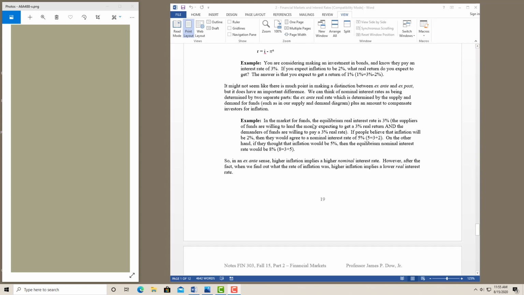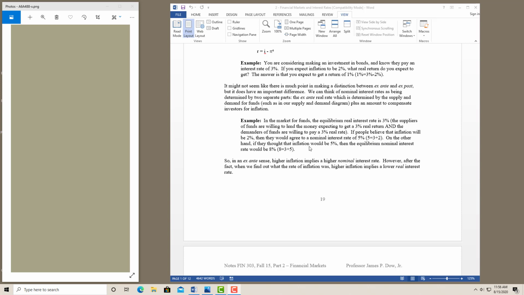So, in the market for funds, the equilibrium real interest rate is 3%. So suppliers and demanders of funds are expecting to get a real return of 3%. If people believe that inflation will be 2%, that's what they expect, then they would agree to a nominal interest rate of 5%. So they want a real return of 3%. Inflation is 2%, so they're going to make a contract for a nominal return of 5%.